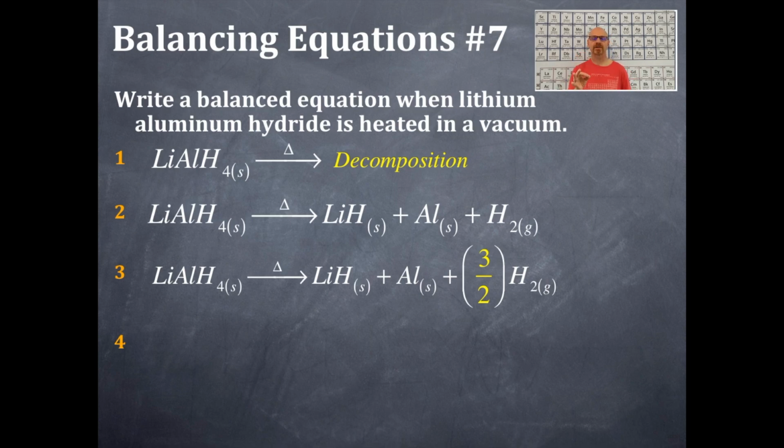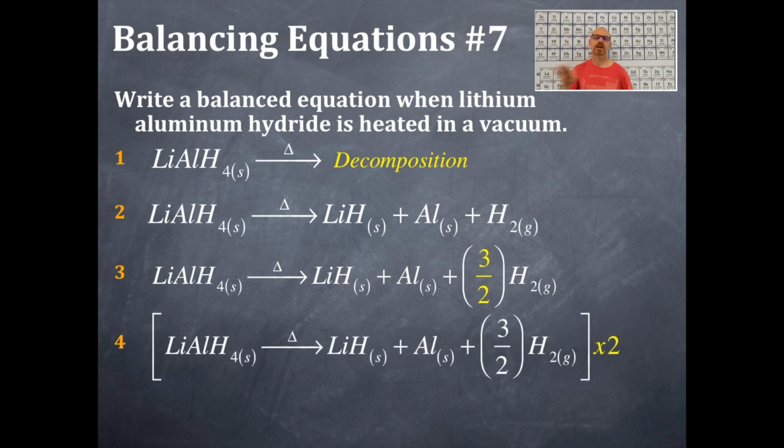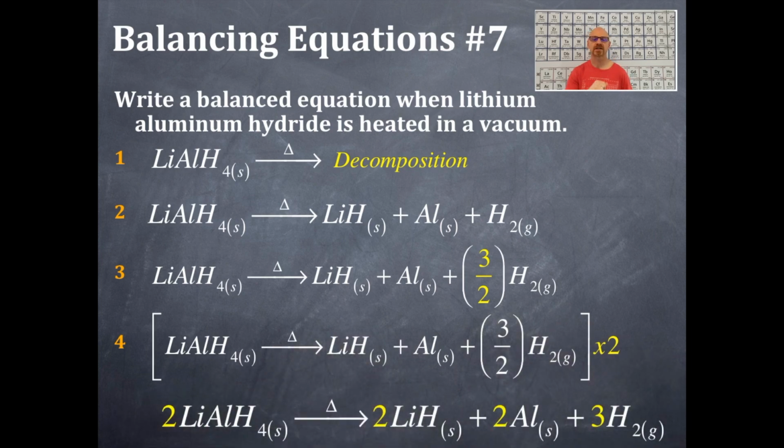But just like on the previous one, I do not want to leave fractional coefficients. So I'm going to multiply the entire equation by the denominator of the fraction which I used. And that is a 2. So I'm going to multiply the entire equation by a 2. Once I multiply the entire equation by a 2, this is what I get right here. And now that is balanced.